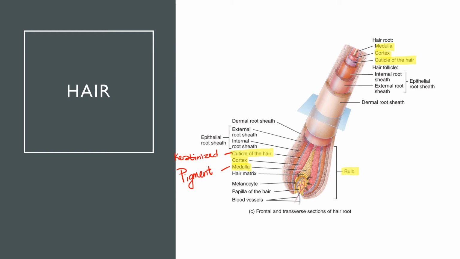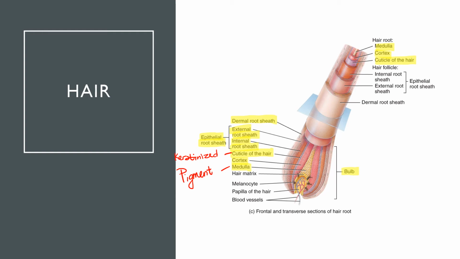Now, surrounding the root of the hair is the hair follicle. The hair follicle is made up of an external root sheath and an internal root sheath, and together these are referred to as the epithelial root sheath. Then the dense dermis surrounding the hair follicle is called the dermal root sheath.